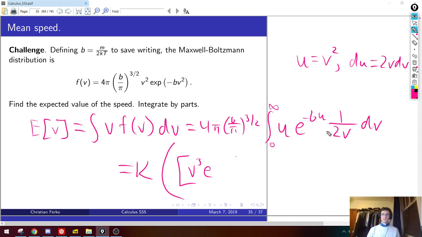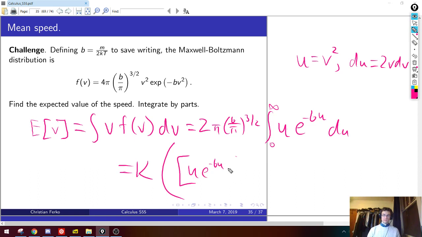So actually, this makes it much easier because we only need to integrate by parts once this time. The change of variables helped us. Now I'm going to take this 1/2 and put it in with the pi, so I don't have to carry it. This is the same thing we did a moment ago. So what do I get for this? It's u times e to the power of negative bu.